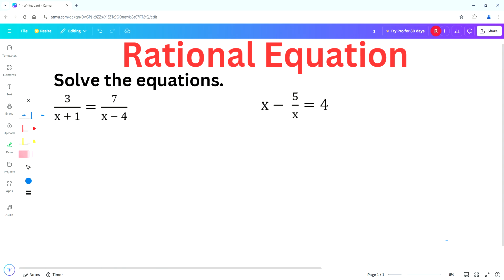Let's start with x plus 1. I get x equals negative 1. Now we can set the other denominator equal to 0 and solve for x. I get x equals 4. So this rational function equation has two restrictions, negative 1 and 4, and we can write the restrictions as.